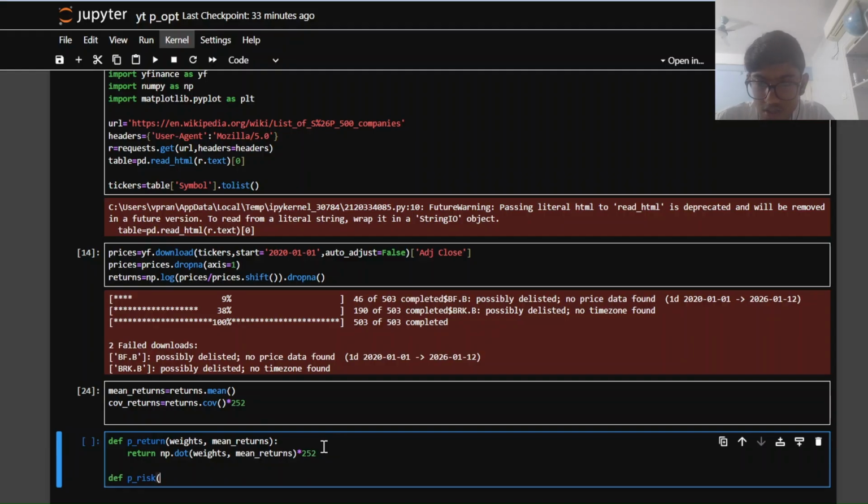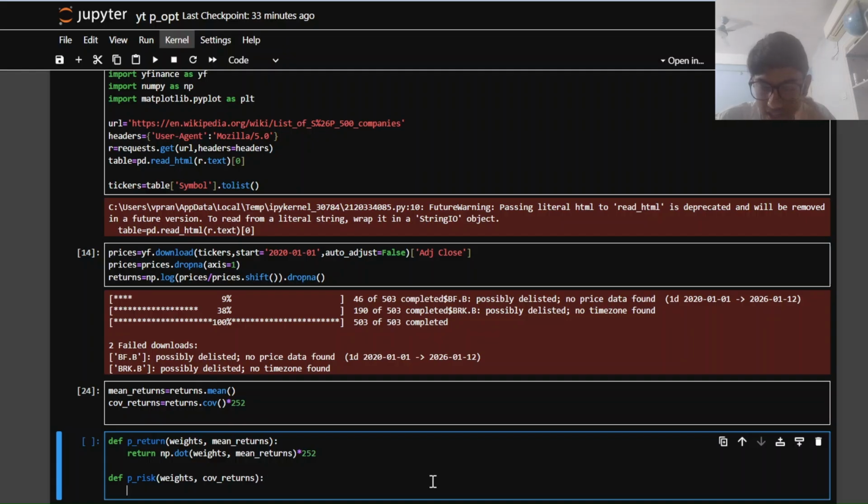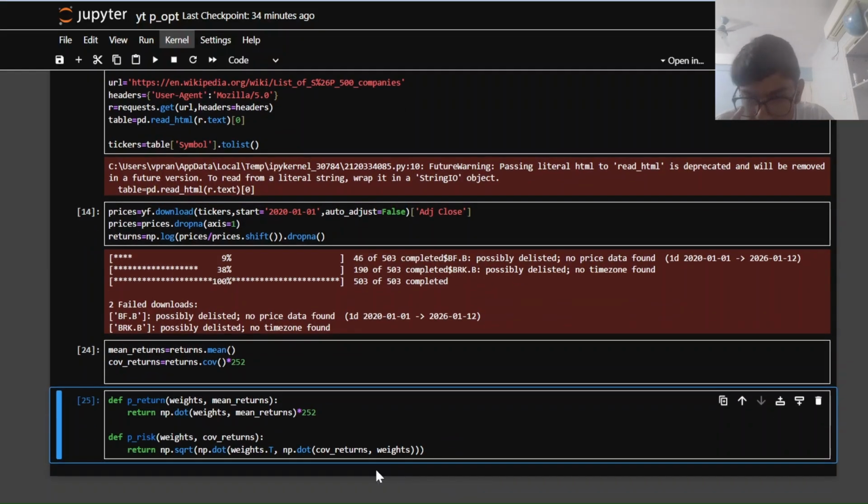Then p risk, weights, mean, cov returns, right? And then return np dot square root of np dot dot of weights dot transpose, np dot dot cov returns, weights, right? You have these two functions.